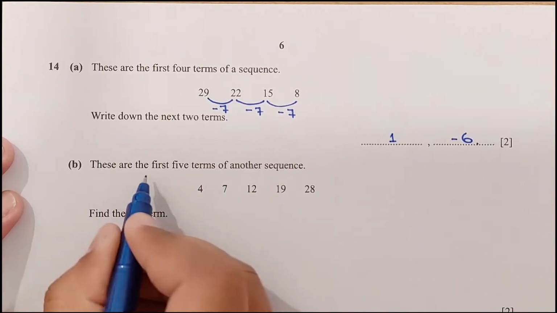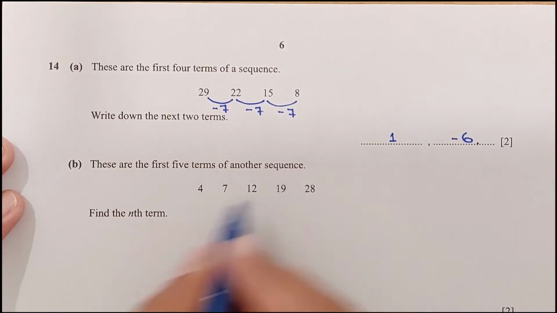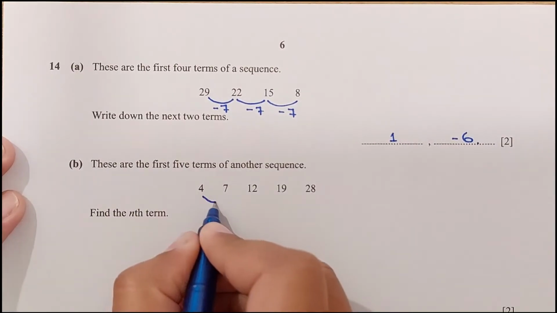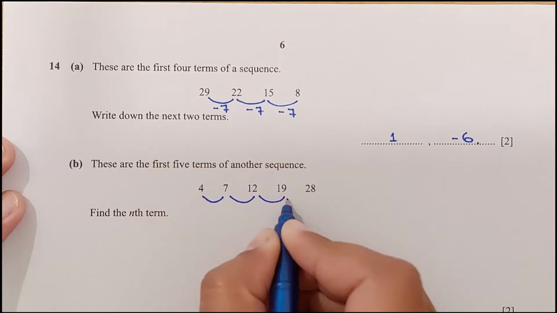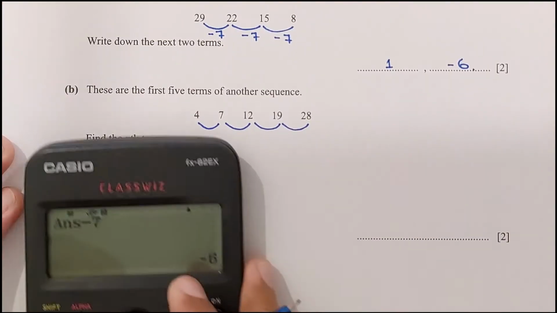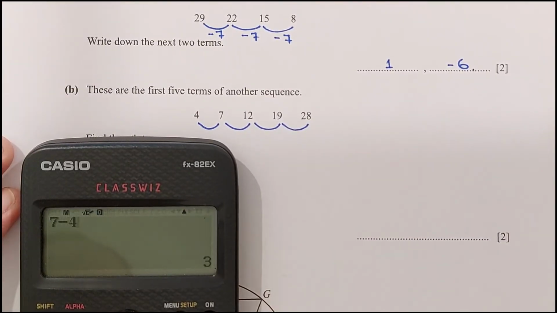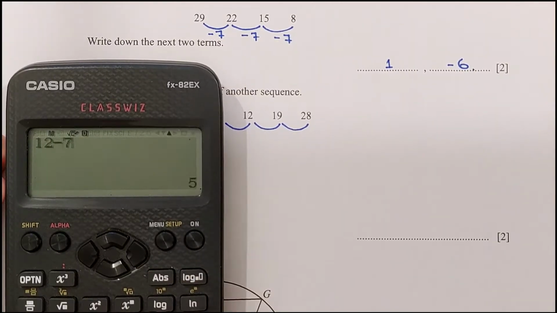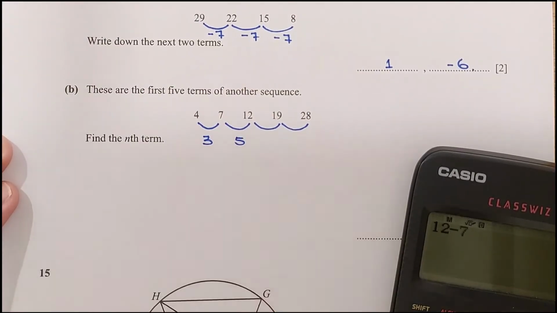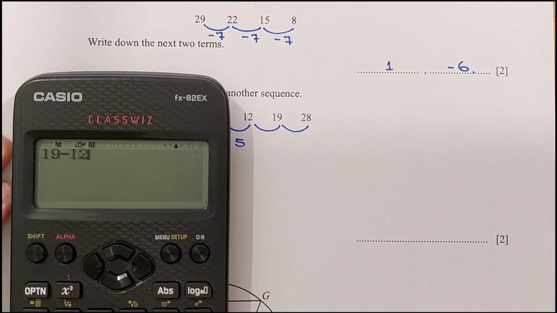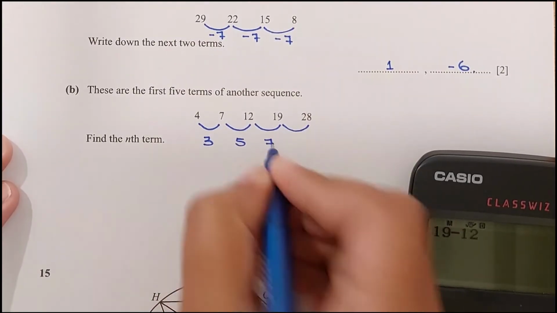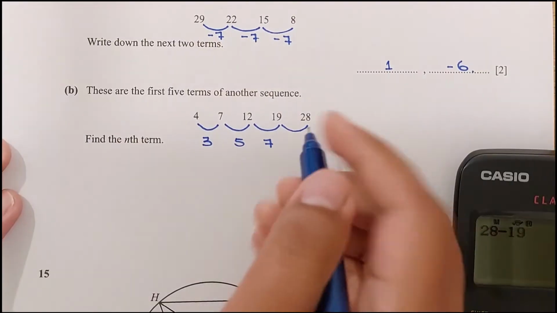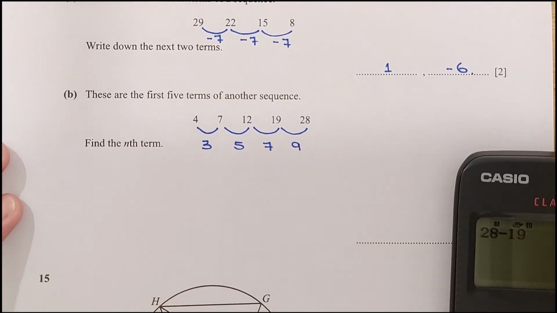Now for part B, these are the first 5 terms of another sequence. Find the nth term. Okay, these are the first 5 terms, right? Let me find the difference between the terms. So the difference between 4 and 7, 7 minus 4 is 3. 7 and 12, 12 minus 7 is 5. 12 and 19, 19 minus 12 is 7. And 28 minus 19 is 9. So this is the first difference. As you can see, the first difference is not constant.